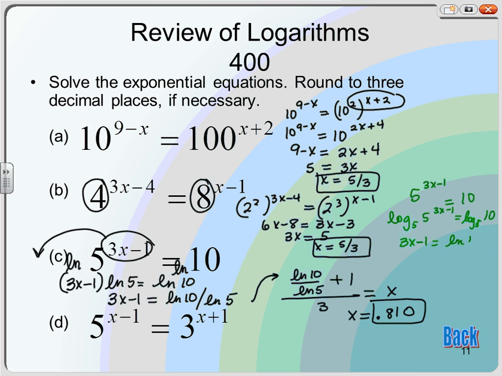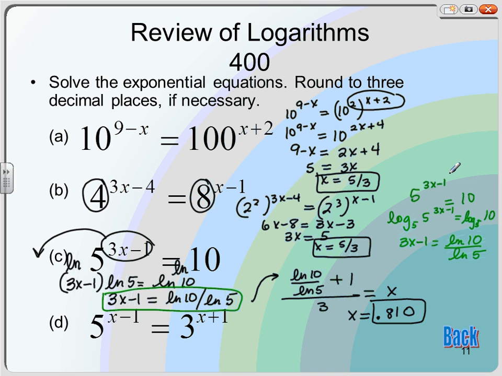So it's going to be natural log of 10 over the natural log of 5, or log base 10 of 10 all over log base 10 of 5. Either way, you're getting the same thing. That's what you have right here. That's exactly the same thing.